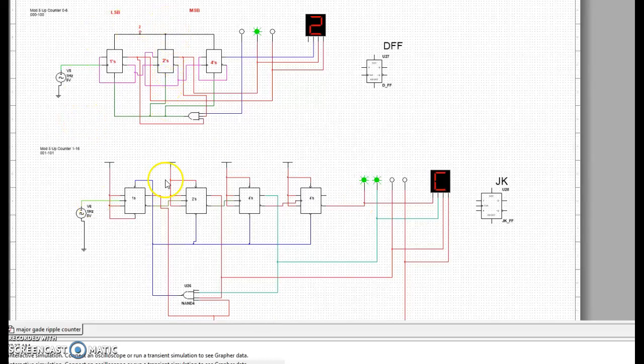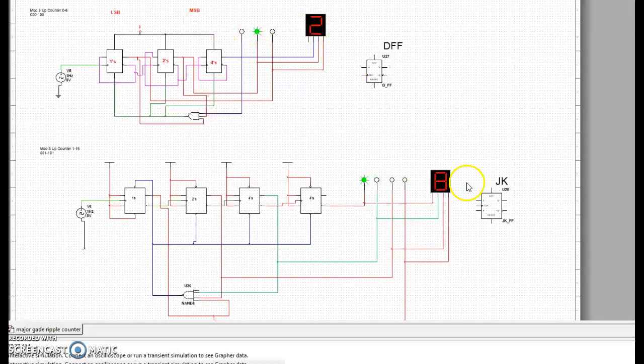This is my ripple counter, the 4 of them that I did. It's going to be the D flip-flop, and this is going to be the JK. They're both counting up. This one counts to 6 and this one counts to 15. After 9 is going to be F, and F will represent 15. So let's start it off.